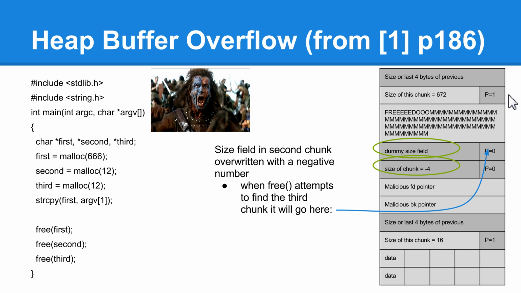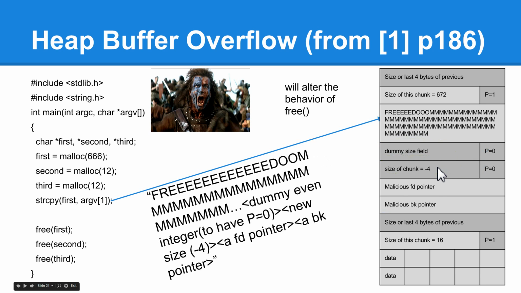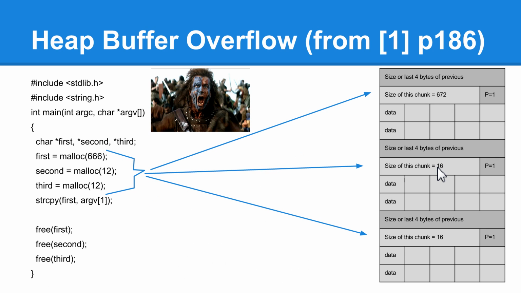So what we're going to have is that this field, see how it's set to -4? When free gets called, it checks the next chunk. And I'm going to go backwards so you can see where the mouse is. That this is the size tag for the second chunk. And here's the p flag for it.